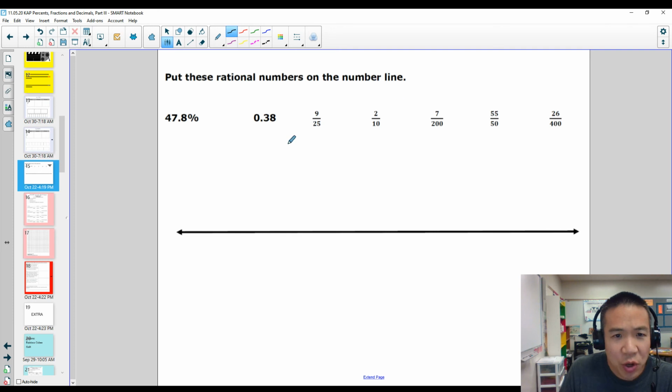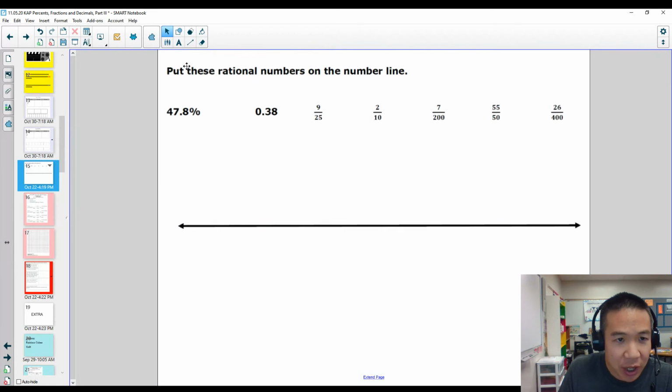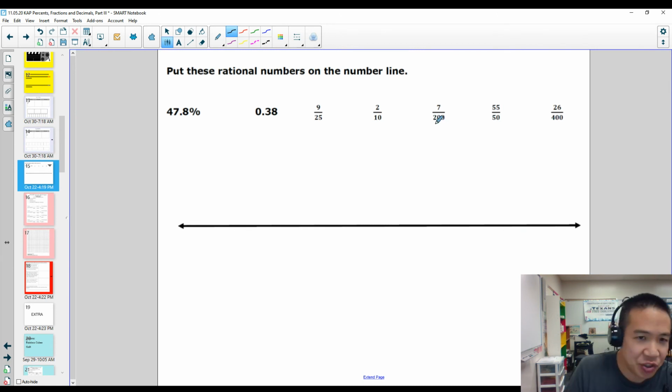So there are many ways to put rational numbers in order on a number line. There are many ways. So first of all, you have to decide, are you more comfortable with fractions? Are you more comfortable with decimals, or are you more comfortable with percents? So if you say decimals, then you would have to turn all of these into decimal form. If you say percent, then you need to turn them all into percent.